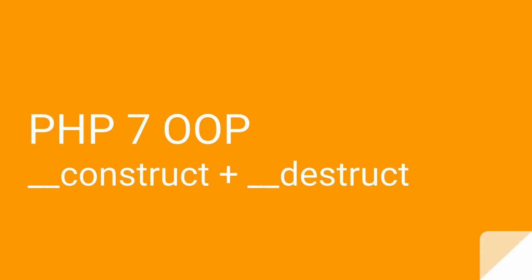Good day, good people. This is Phil again, and in this tutorial about object-oriented programming, we're talking about construct and destruct magic methods. These are magic methods. You can see that because of the two underscores that they start with. And now let's see what it is and how you can use that.